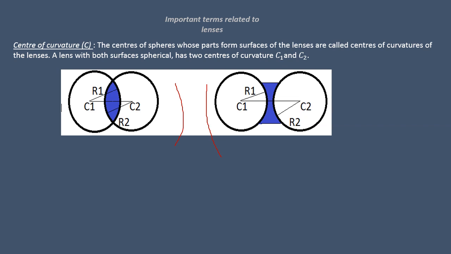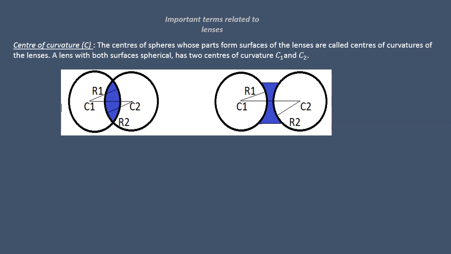But in a lens, you get two spheres, and therefore you are going to have two centers of curvature. Correct. So just remember the definition: center of curvature is nothing but the center of the spheres of which the lens is a part.